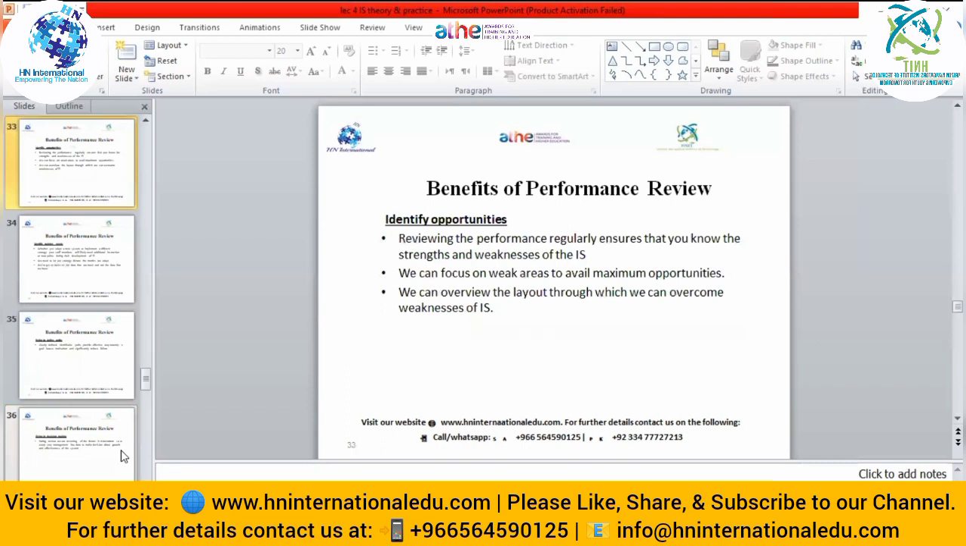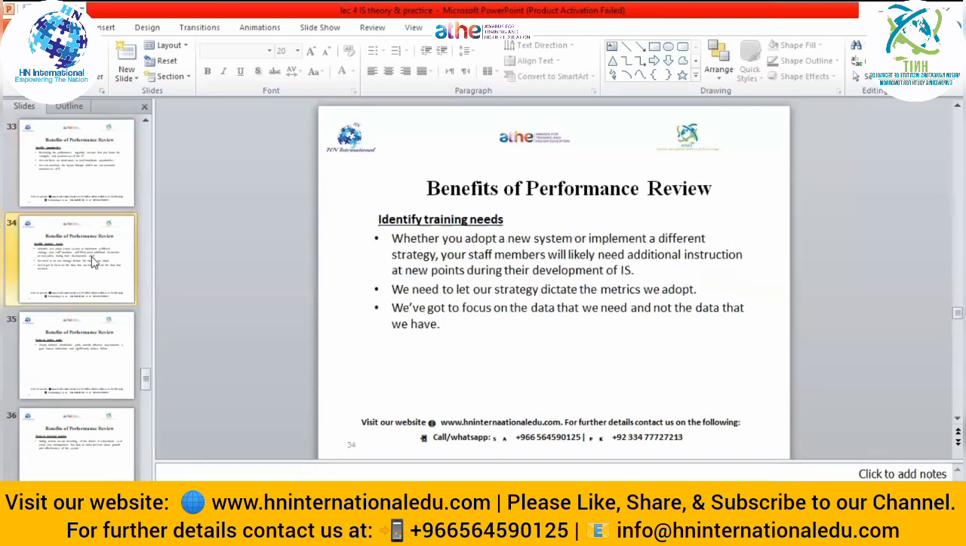It will identify the opportunities when there are a lot of minds working together on a single point. So it will increase the opportunities when we are working on the solutions. So reviewing the performance regularly ensures that you know the strengths and weaknesses of our information system, and we can focus on the weak areas to avail the maximum opportunities. We can overview the layout through which we can overcome our weak areas.